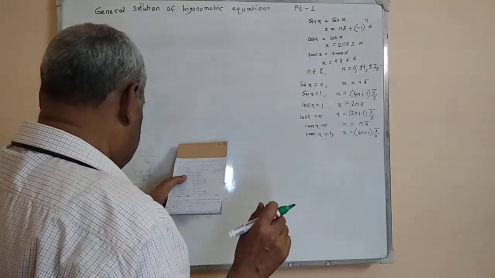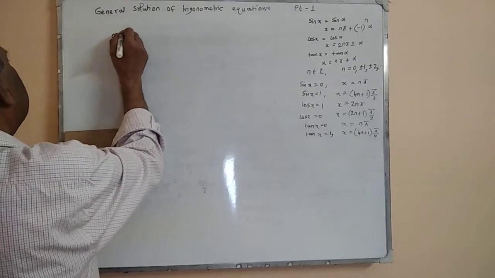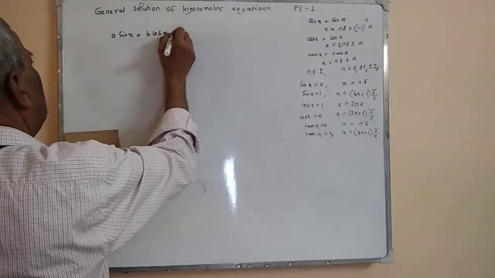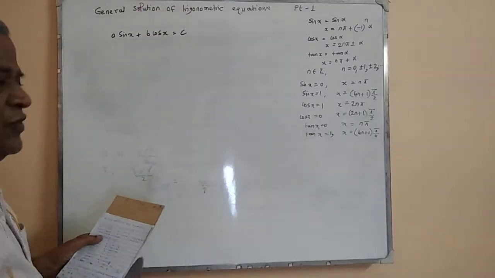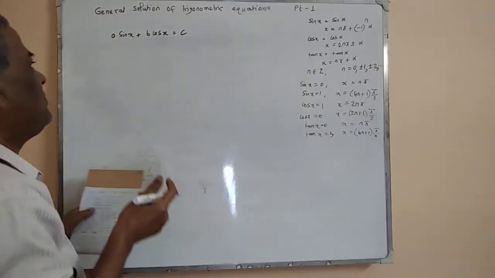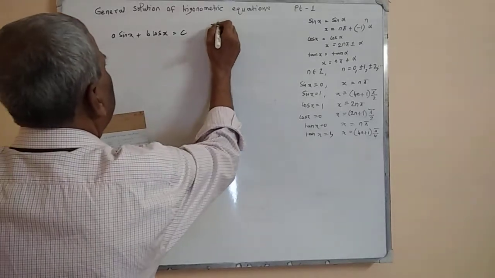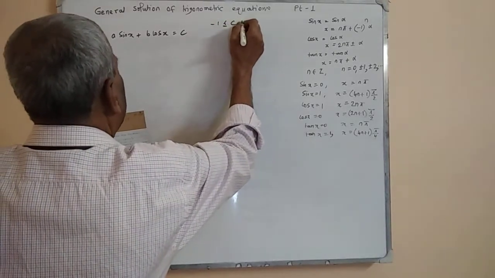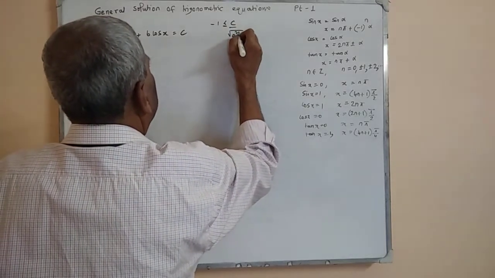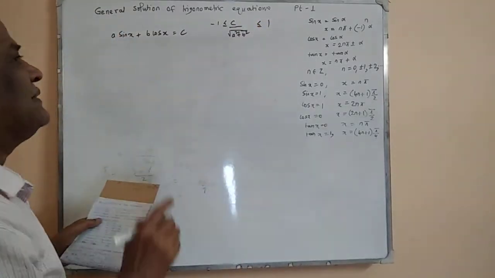One more thing let us discuss here. The solution of a sin x plus b cos x is equal to c is not solvable for all values of a, b and c. It is solvable only if minus 1 is less than or equal to c by root over a square plus b square, which is less than or equal to 1. Only in that case it is solvable.